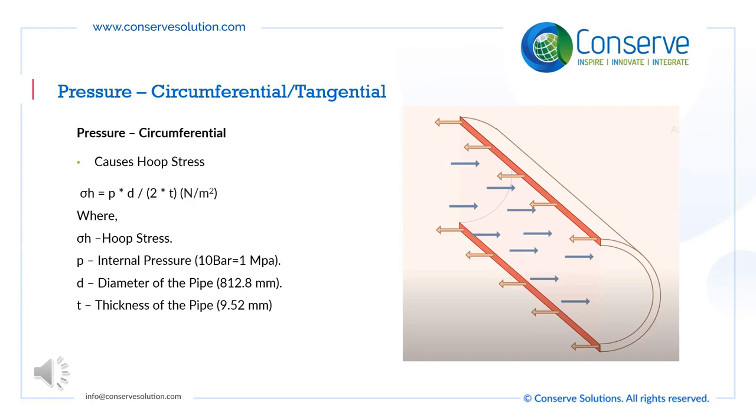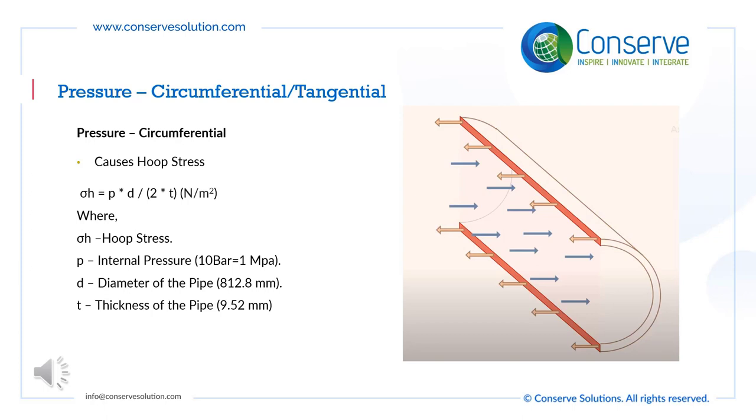The hoop stress can be calculated by the formula PD by 2T, where again, similar to the previous calculation, P is the internal pressure, which is 10 bar, D is the outside diameter. We can approximate to 800 mm for the ease of calculation, and T is the thickness, we can approximate to 10 mm for the ease of calculation. Please complete the calculation. Yes, many of you have given the right answers. The hoop stress is equal to 40 megapascal.